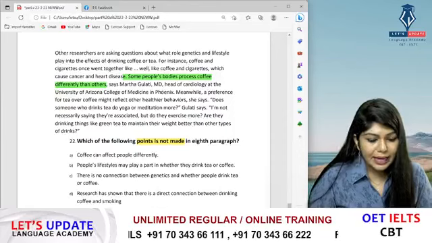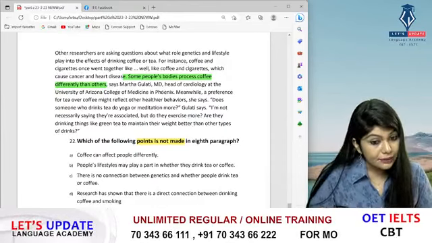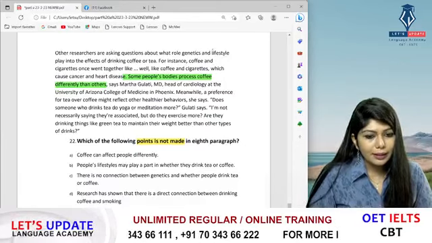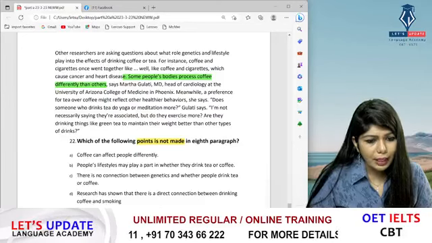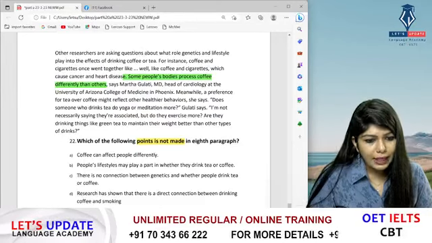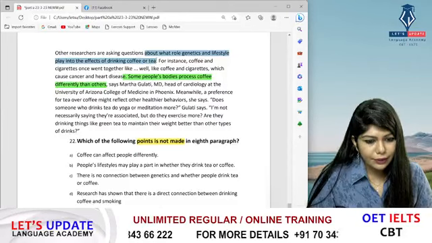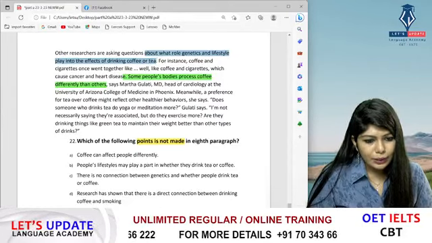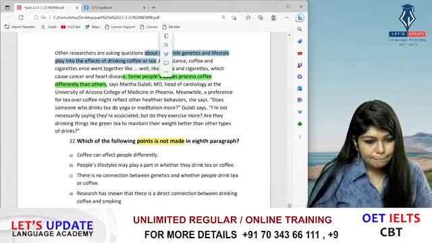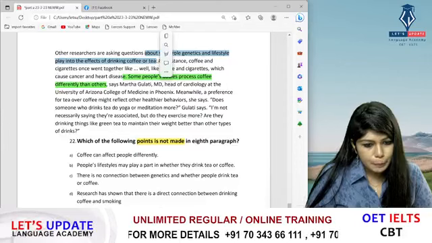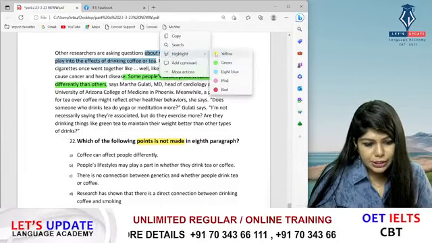Look at B. People's lifestyle may play a part in whether they drink tea or coffee. Yes, lifestyle may also play a part because they are asking a question about the role of lifestyle and genetics in the effects of drinking coffee or tea. So lifestyle may play a part over there. So that is also mentioned.